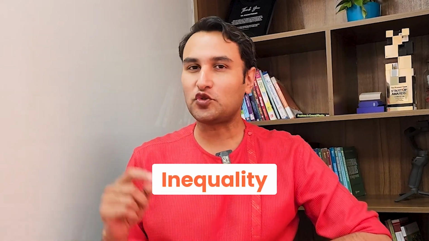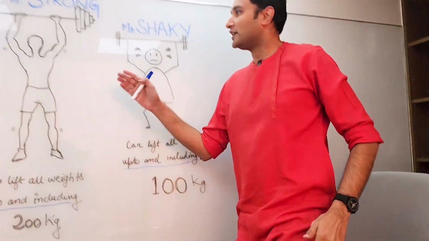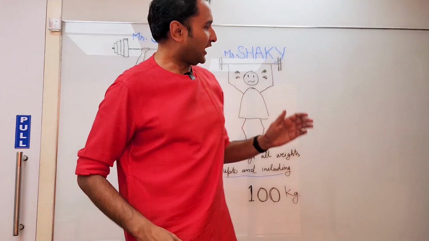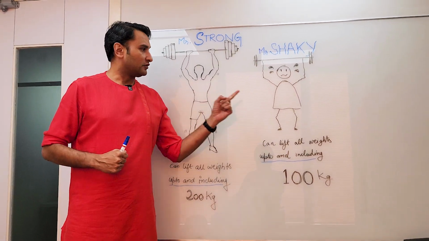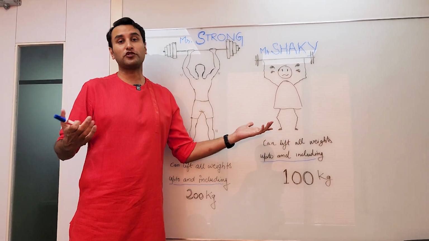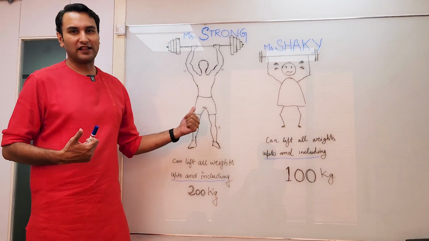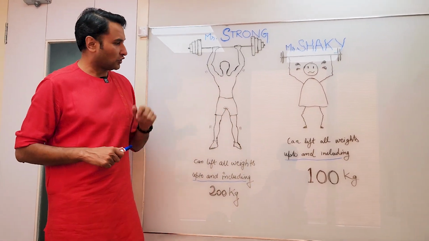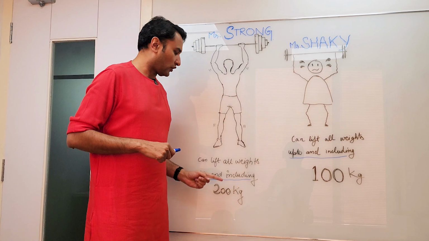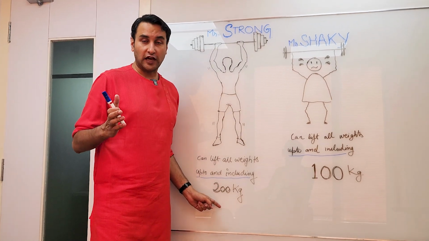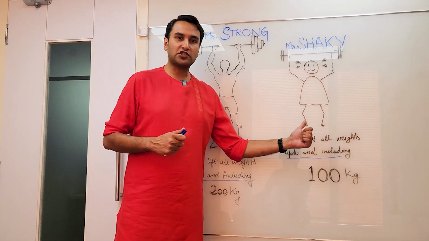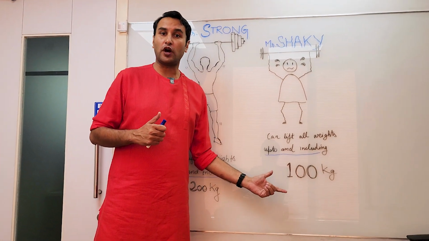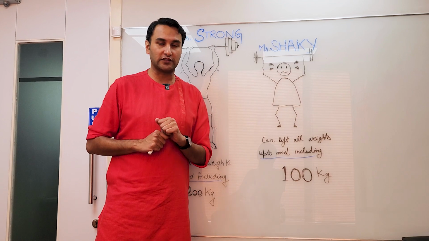But with these two amazing friends of mine, Mr. Strong and Mr. Shaky. Mr. Strong is very strong. Mr. Shaky is also strong, more strong than me at least, but lesser than Mr. Strong. So, see one thing, Mr. Strong can lift all the weights up to 200 kgs, including 200 kgs, and Mr. Shaky can lift all the weights up to 100 kgs, including 100 kgs.